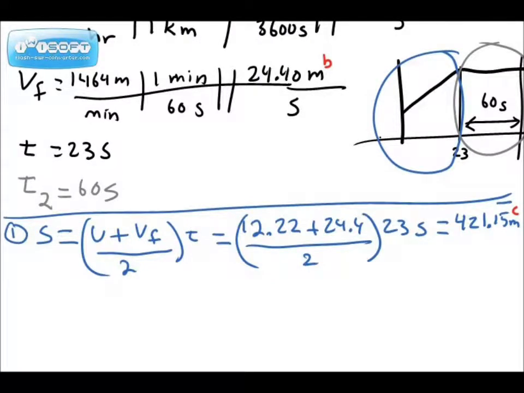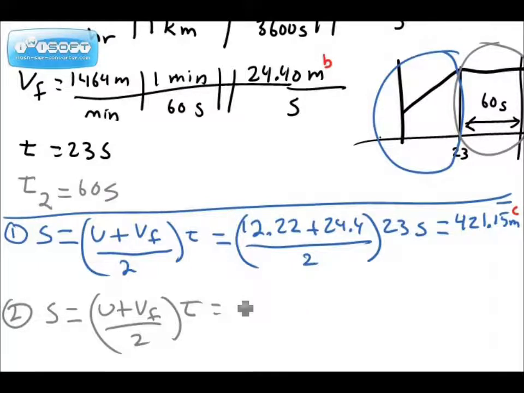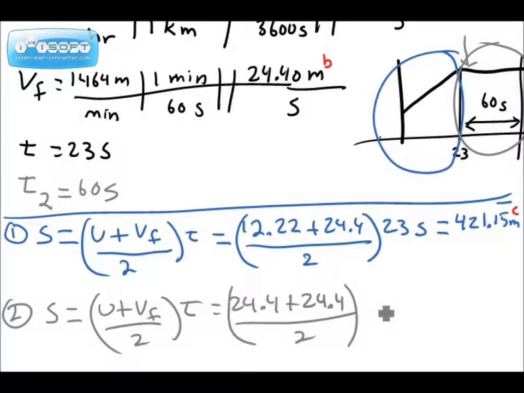So let's figure out what's happening in part B, or the second part. Notice I figured out some colors. Cool, huh? So I'm still looking for distance. I don't have any acceleration. You know what? I can use the same equation. U plus VF over 2 times T, which is going to be equal to, what's my final velocity up at this point here, is 24.4 plus 24.4 over 2. So this just comes back to our grade 8 equation of velocity times time. And that's going to equal 1,464 meters.